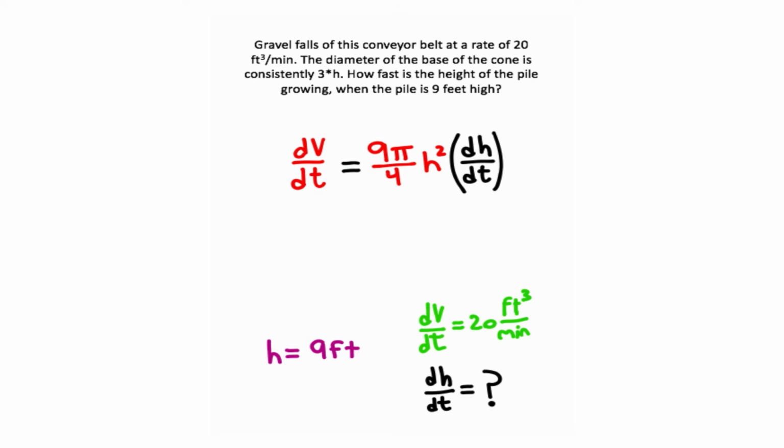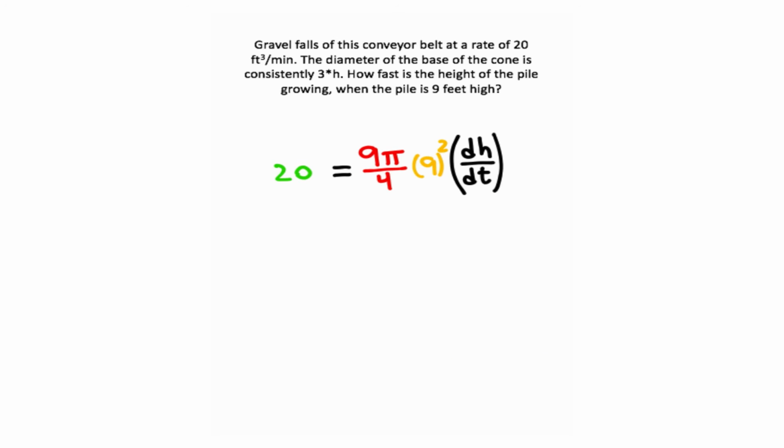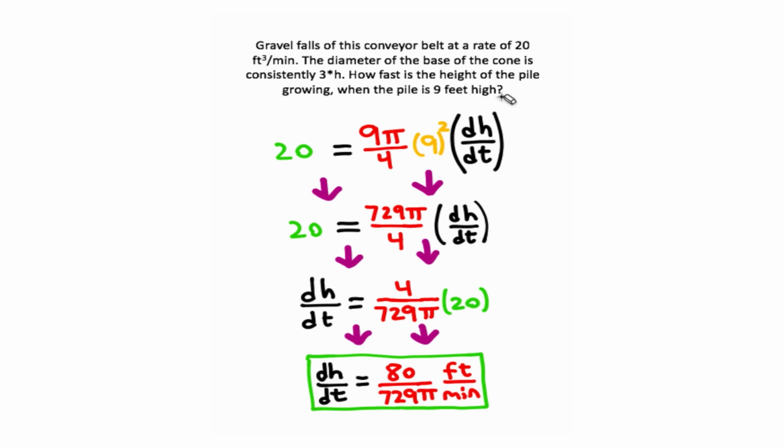Now we can take all the variables we have and plug them into this equation. Now from here, it's just going to be algebra to get this dh over dt on one side of the equation. Now these right here are all the algebraic steps listed out to get this rate by itself, and assuming that I did not make any algebraic errors throughout this problem, you should get 80 over 729 pi feet per minute as your final answer to this problem. So that is how fast the height of the pile is growing when the pile is 9 feet high.